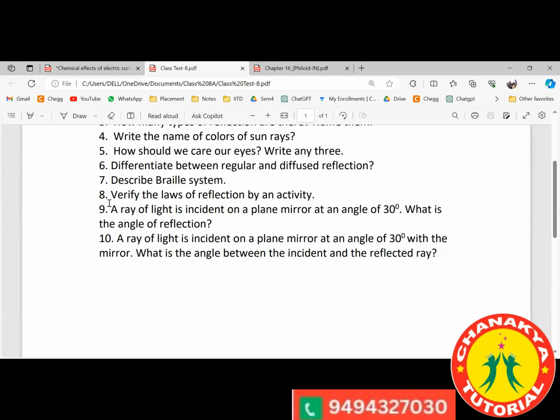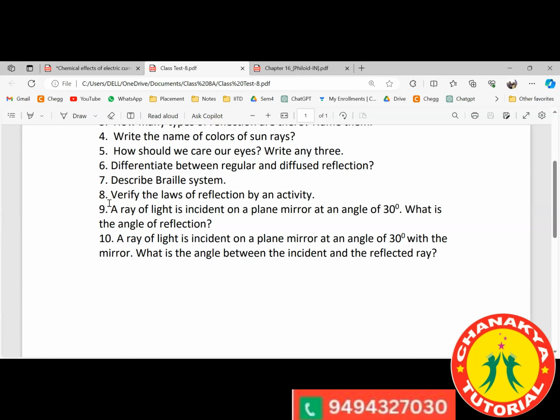Sir, if the incident rays are parallel, then in the regular reflection, the reflected rays are also parallel, whereas in the irregular reflection, the reflected rays would not be parallel and would be scattered in different directions. Very good, very good.